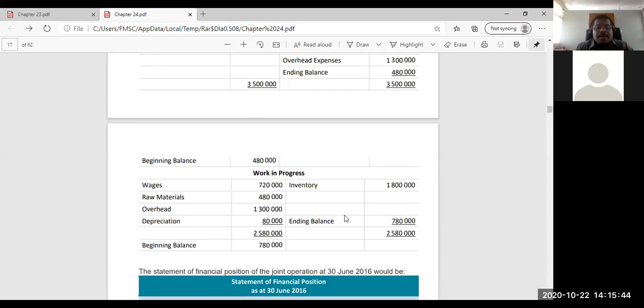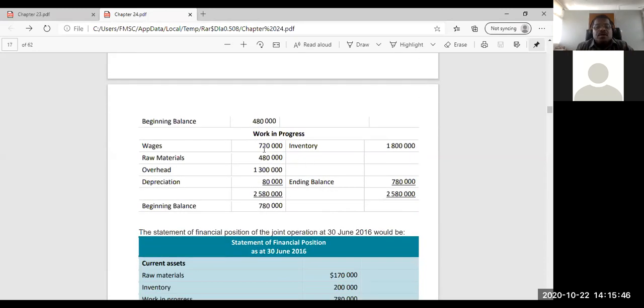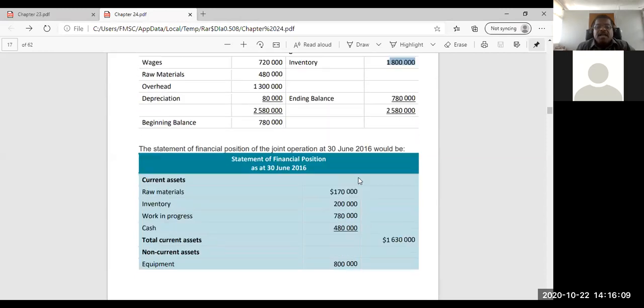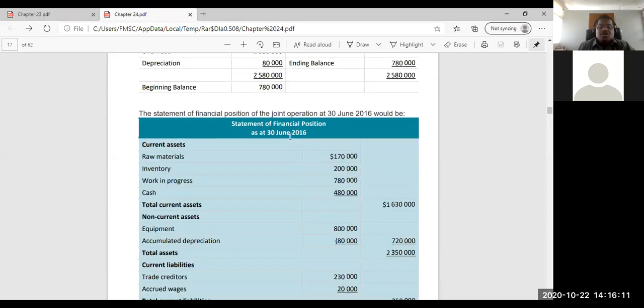And you can prepare the work in progress also. Here, debit, debit, debit, all these expenses, cost, depreciation, inventory, so much. Ending balance is 780. This is the WIP closing. There is no opening WIP because we just started the operation. And finished goods being transferred so much, right? So you can prepare now the financial portion of the operations.